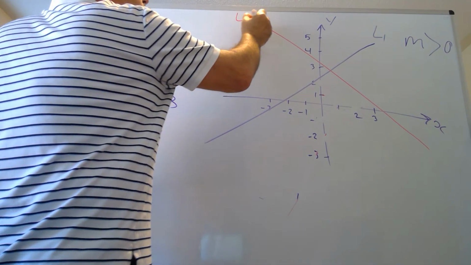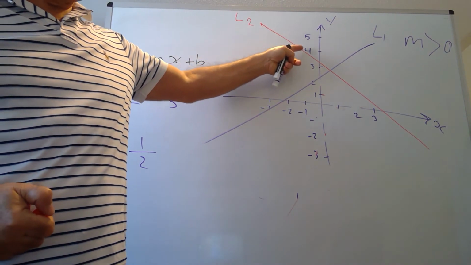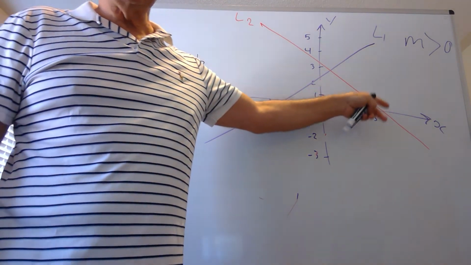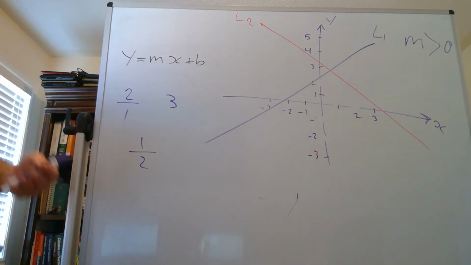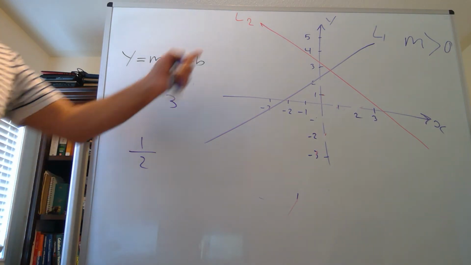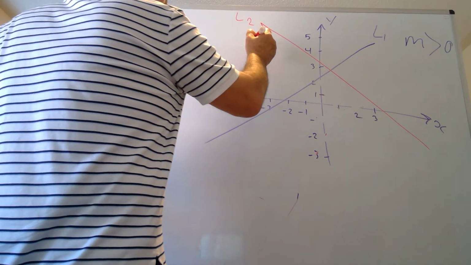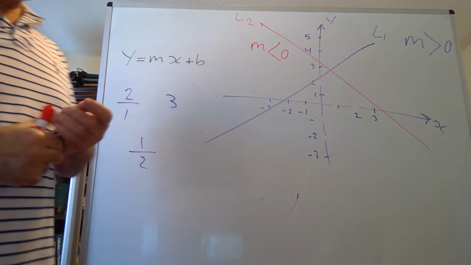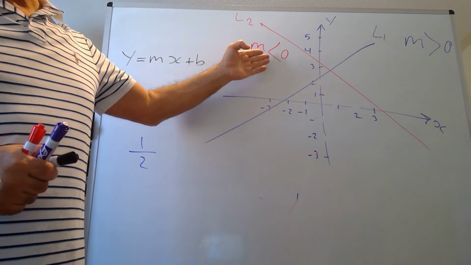Okay, line 2. Can you see that while I am on this line and moving forward, my height is getting smaller and smaller? It's the same as coming from the second floor to the first floor, or coming from the top of a hill to the bottom of a hill. I'm going downhill. So in this case, the slope is negative, less than 0. For the first line, the purple one, the slope is positive. For the red type, the slope is negative.